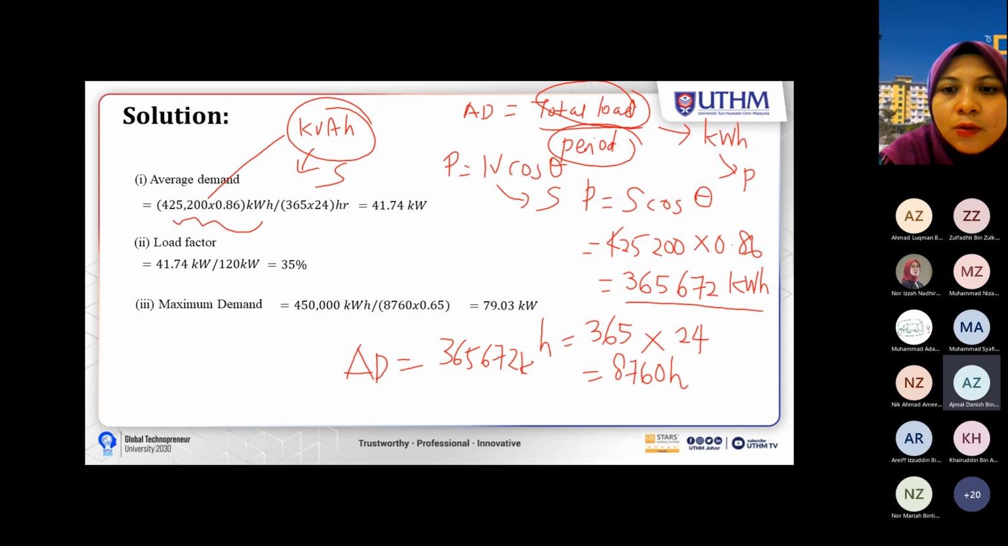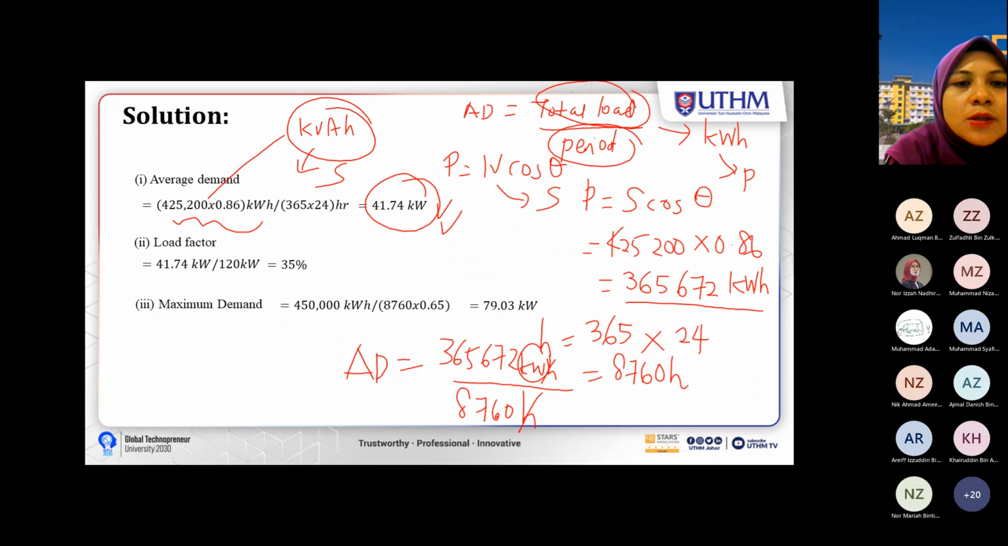So nak dapatkan dia punya average demand, total load ni 365,672 kilowatt hour tu bahagilah dengan 8760 hours. Dapatlah 41.74 kilowatt. This one is the average demand. Faham? Okay. Next, dia kata suruh cari load factor.